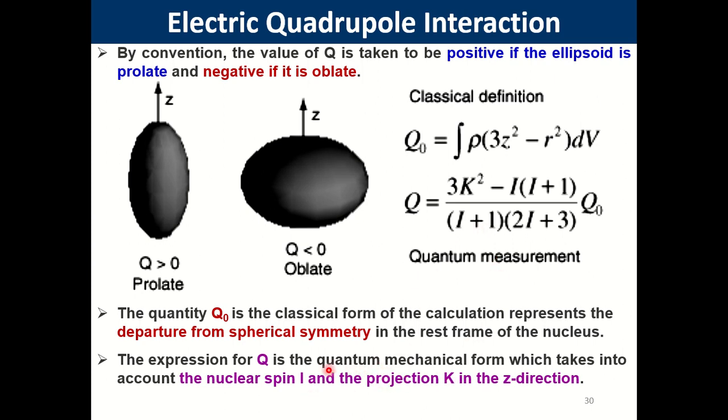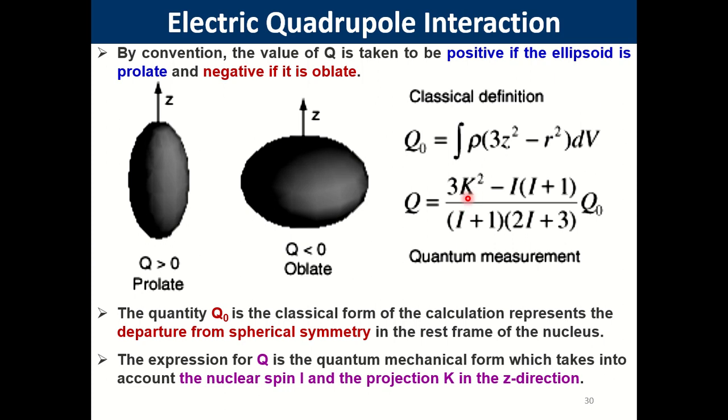So this quadrupole moment will be oriented along the z-axis. It can have certain orientations allowed, not allowed, depending on the value of K, and that gives rise to this quantum number K.